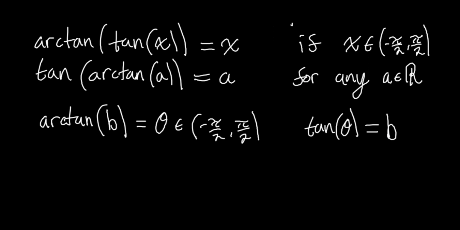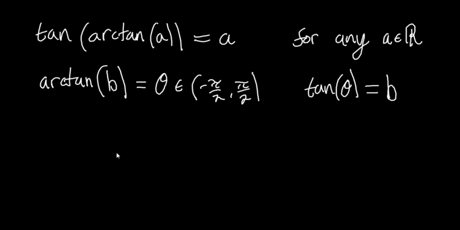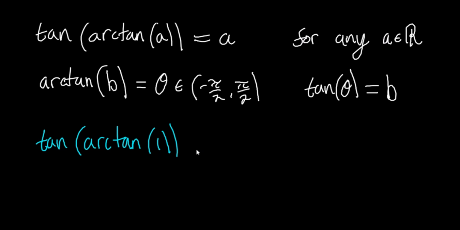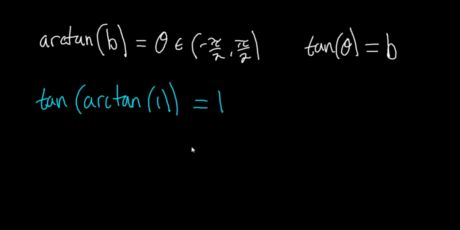So check this out. We know something about the arctangent of 1. We know that if I were to take the tangent of the arctangent of 1, then this is just equal to 1. So we know that arctangent of 1 is some angle. I'm going to call this angle alpha.